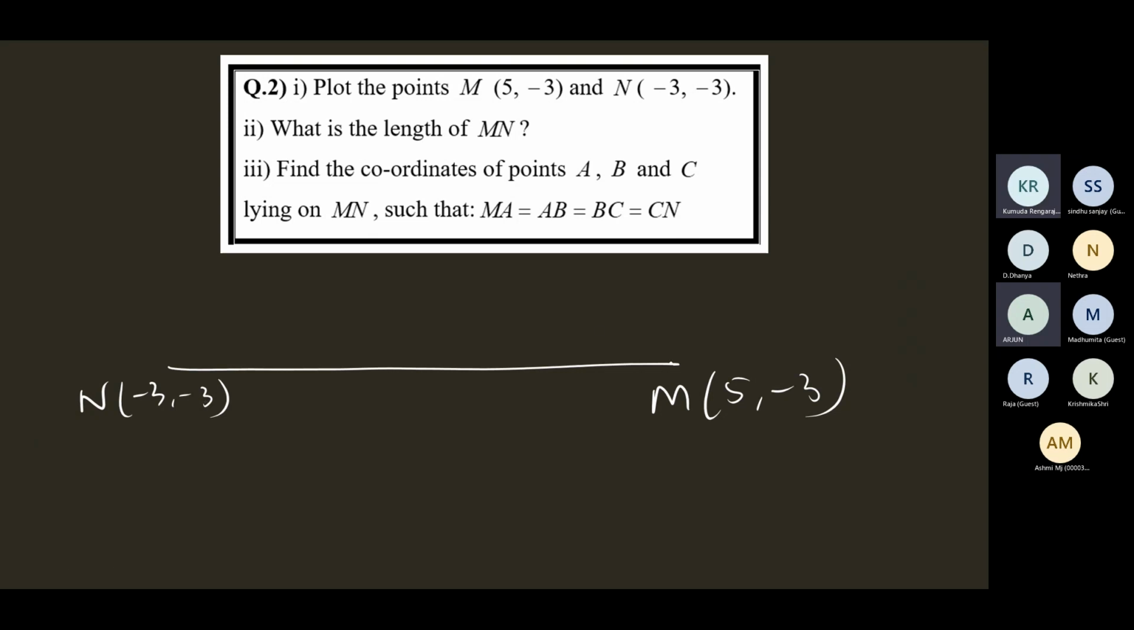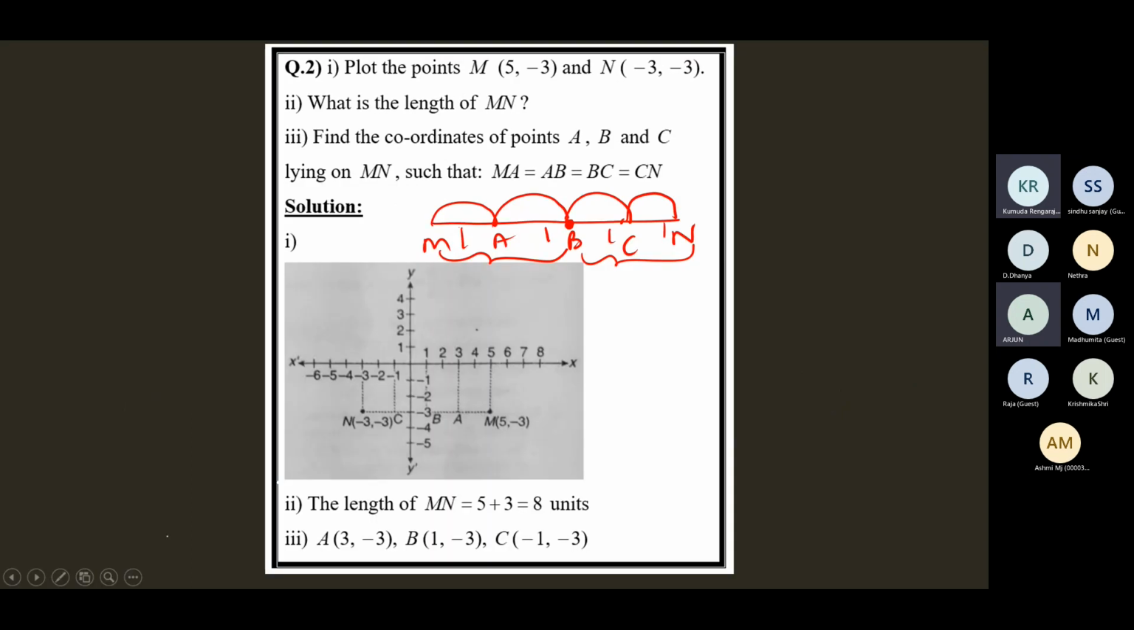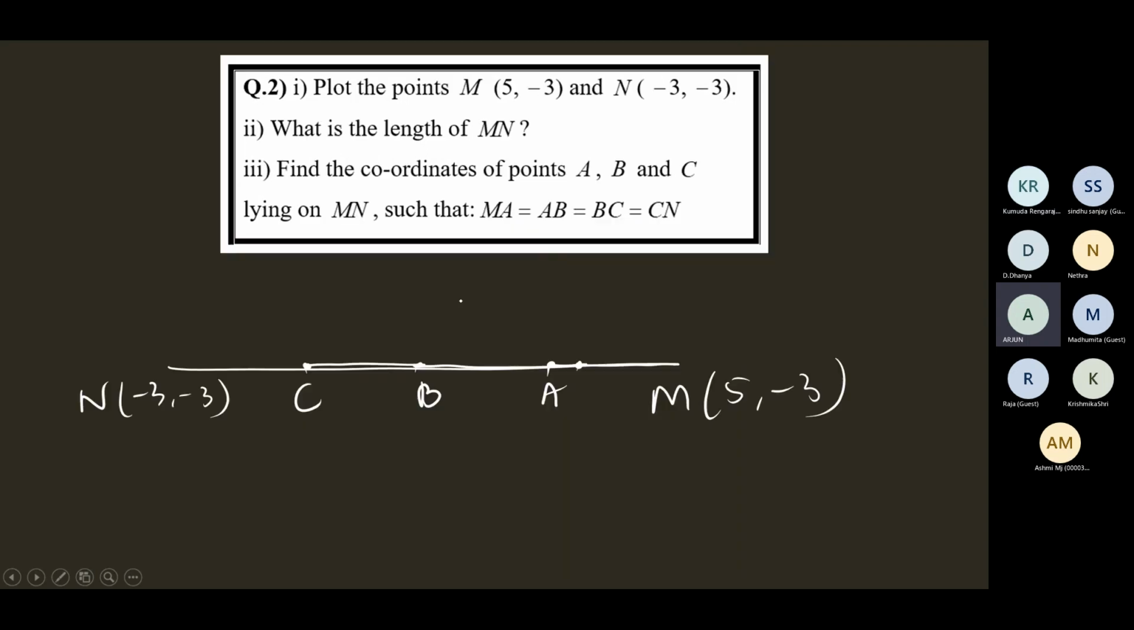Such that MA, so A will be here, children. MA is equal to AB is equal to BC is equal to CN. So the order is very important. I did not mark it correctly. I took MN like this, so I marked it, but actually it is MN like this. So MA is equal to AB is equal to BC is equal to CN. This is the situation. Now, B is the midpoint of MN.